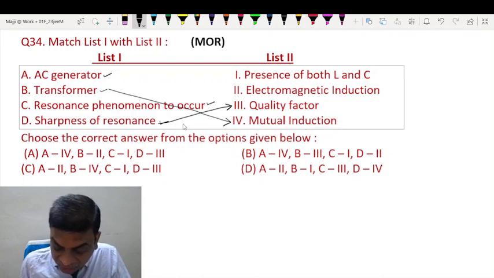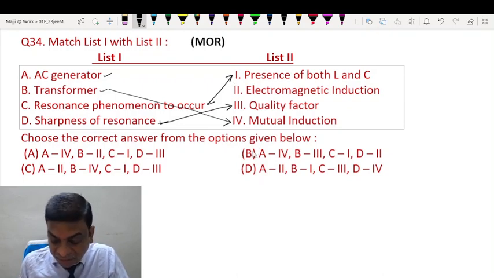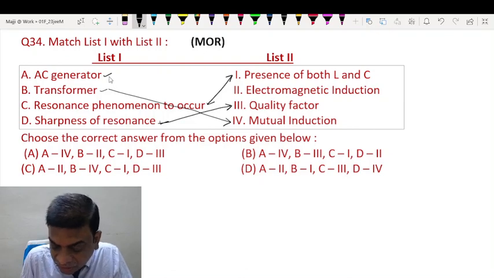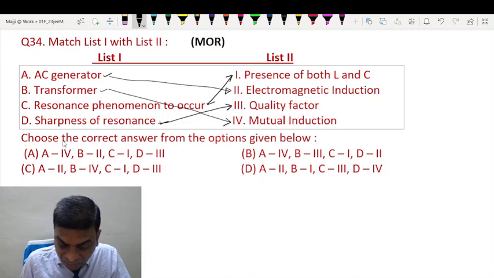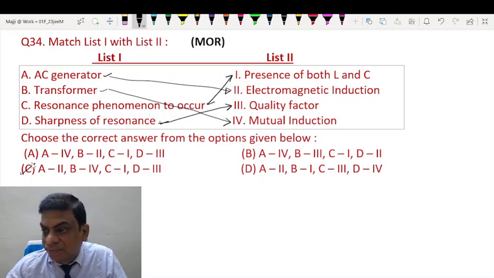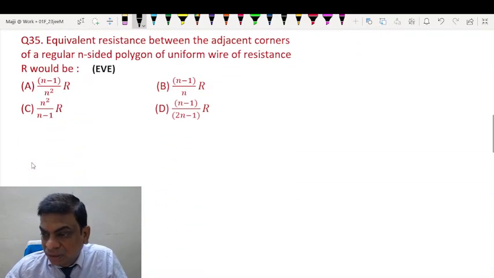Then we know for resonance phenomena to occur, it is necessary that it should be either a series LCR circuit or a parallel LCR circuit. And the AC generator is based on Faraday's laws of electromagnetic induction. So A is matched with 2, B with 4, C is matched with 1, and D is matched with 3. So C option is the correct option. Moving to the next question.